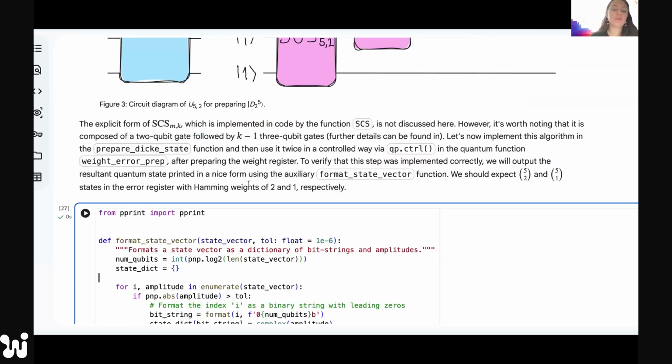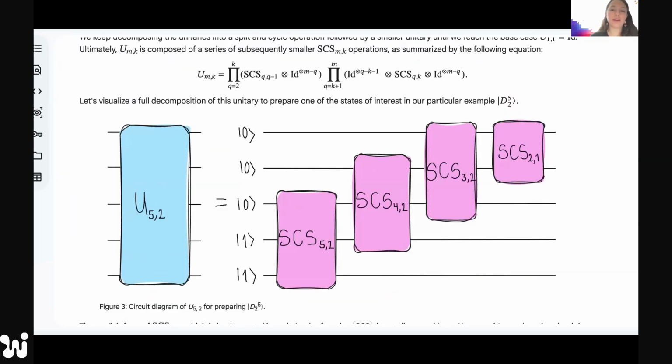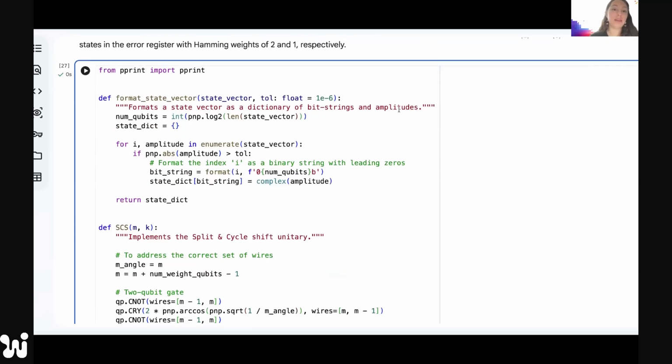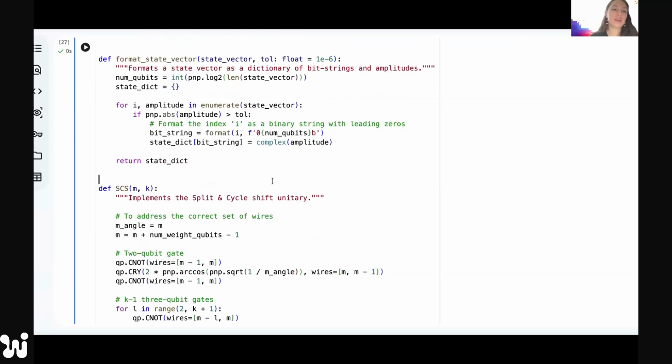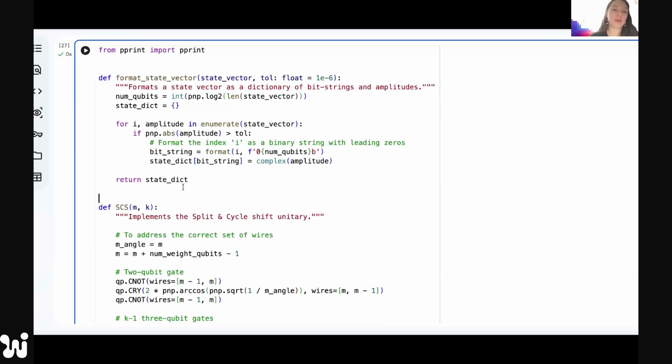So now, because I'm going to be working in the Hadamard basis, I need to know what the amplitudes are going to be. So all I'm doing here is for each of the amplitudes, I'm going to have this dictionary, the state dictionary.